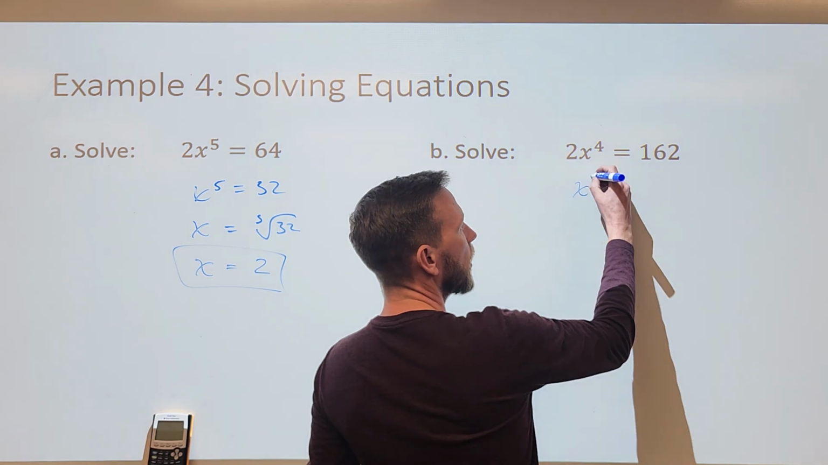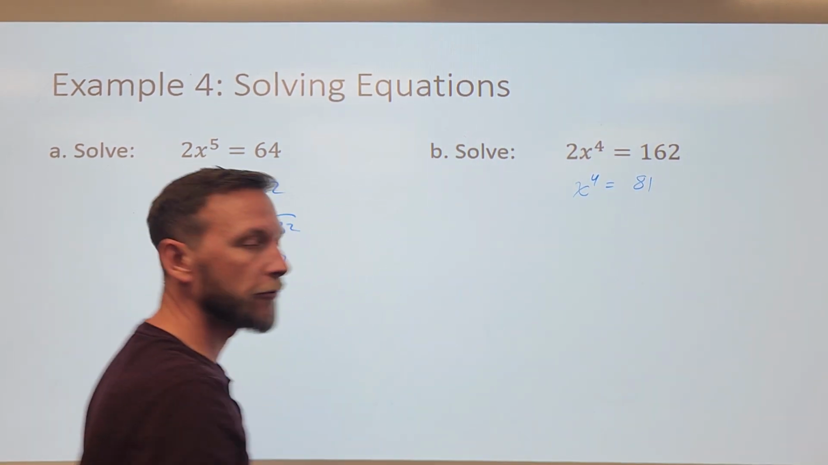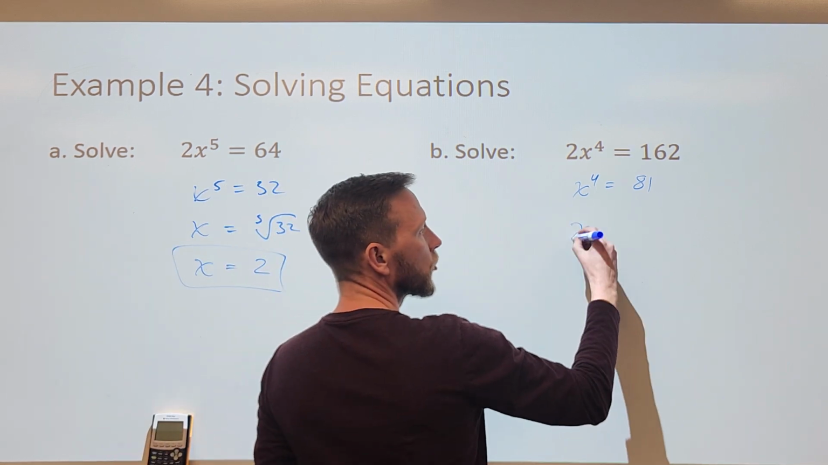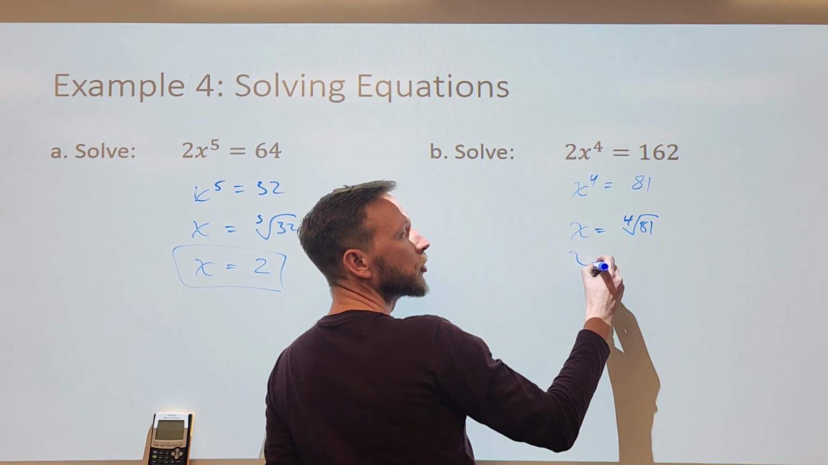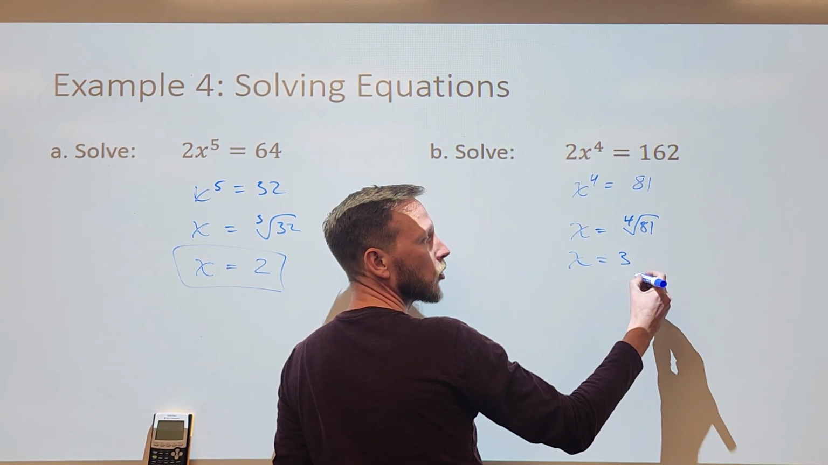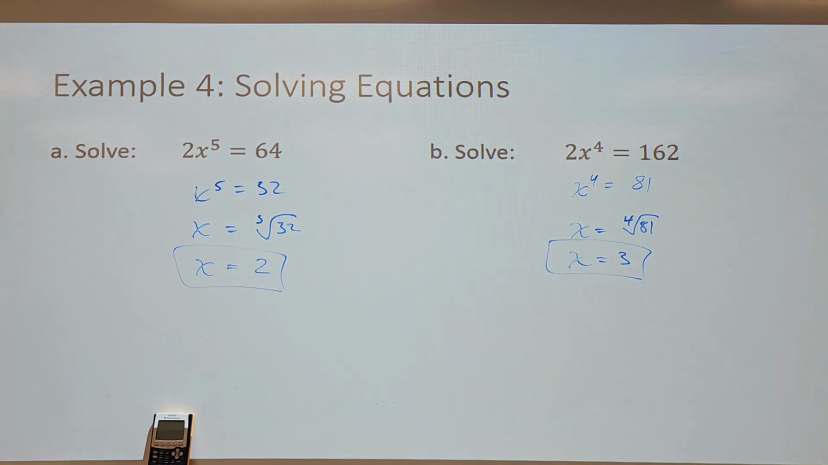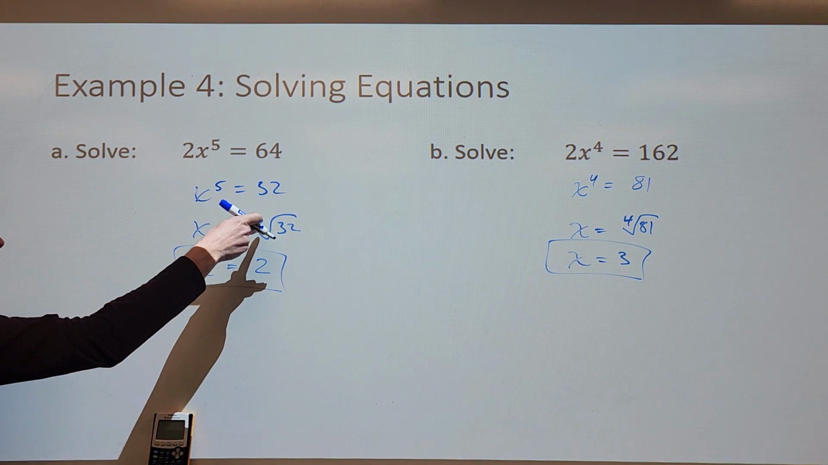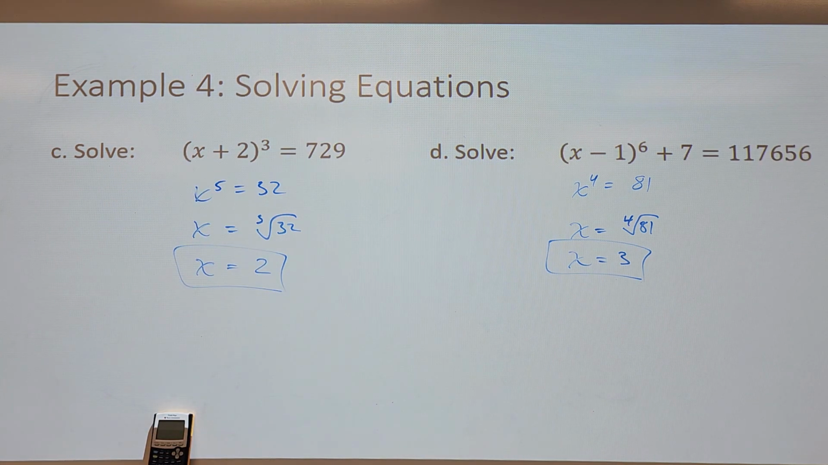Over here, x to the 4th is going to equal, divide both sides by 2 here, we get x to the 4th is equal to 81. So that means that x is equal to the 4th root of 81. You can use your calculator to break that down. The 4th root of 81 is going to be 3. So again, we're just using the radical form to undo the exponentiation, right? We're going to use radicals to undo exponentiation.